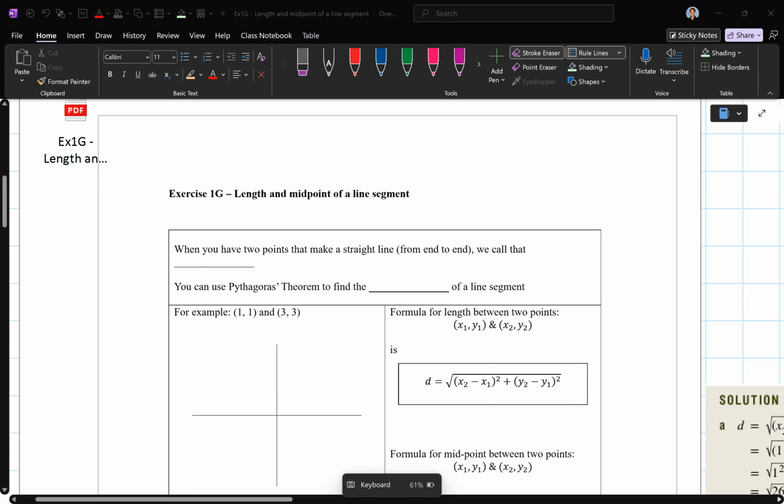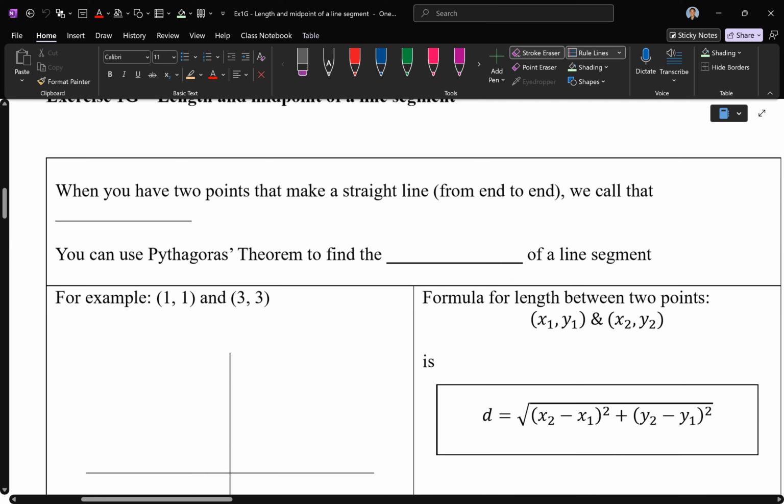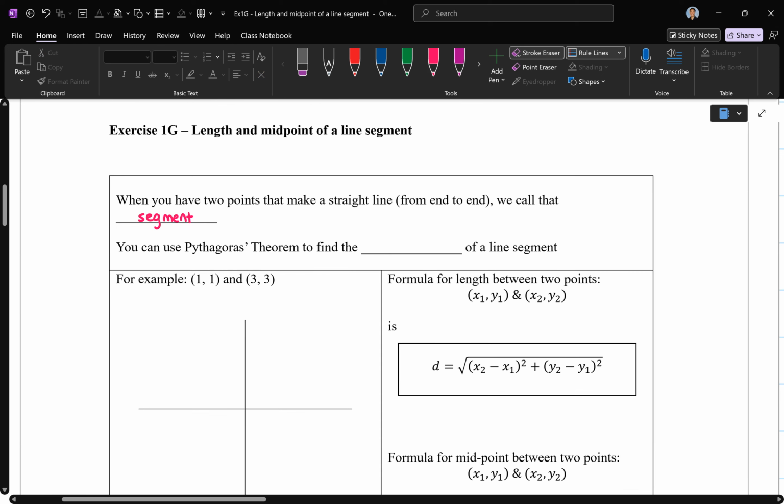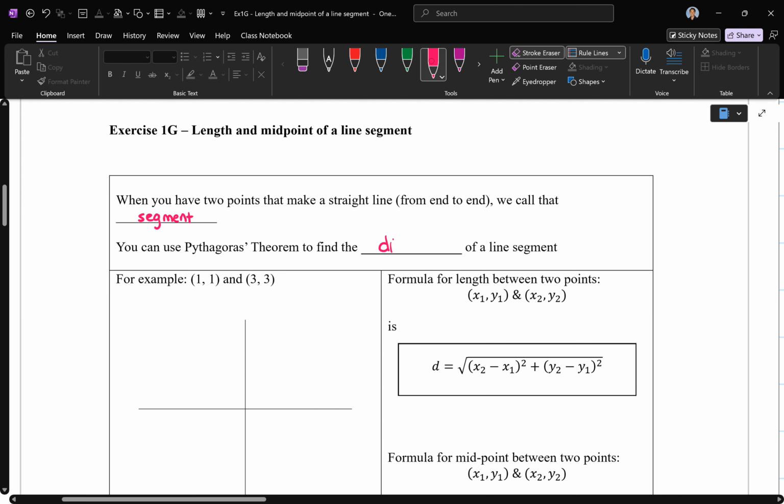Exercise 1G. You're looking at the length and midpoint of a line segment. Let's fill in some points. When you have 2 points that make a straight line from end to end, we call that a segment. You can use Pythagoras' theorem to find the distance of a line segment.